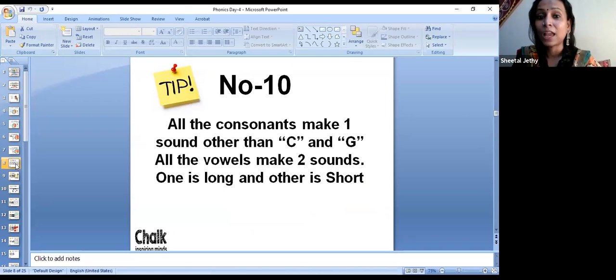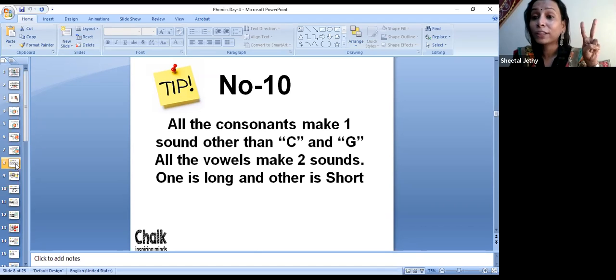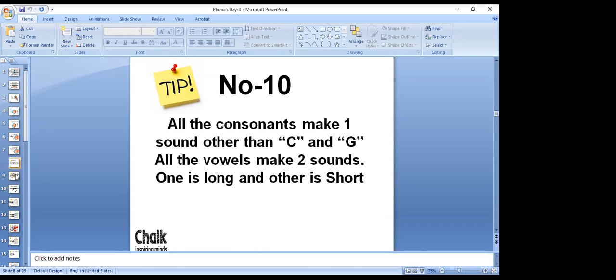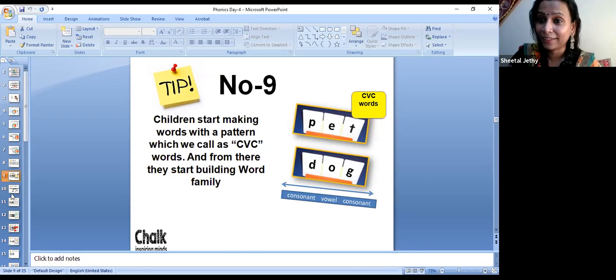Okay. However, all the vowels make two sounds. All the vowels make two sounds. One is long and the other is short. Okay. So this is tip number 10.